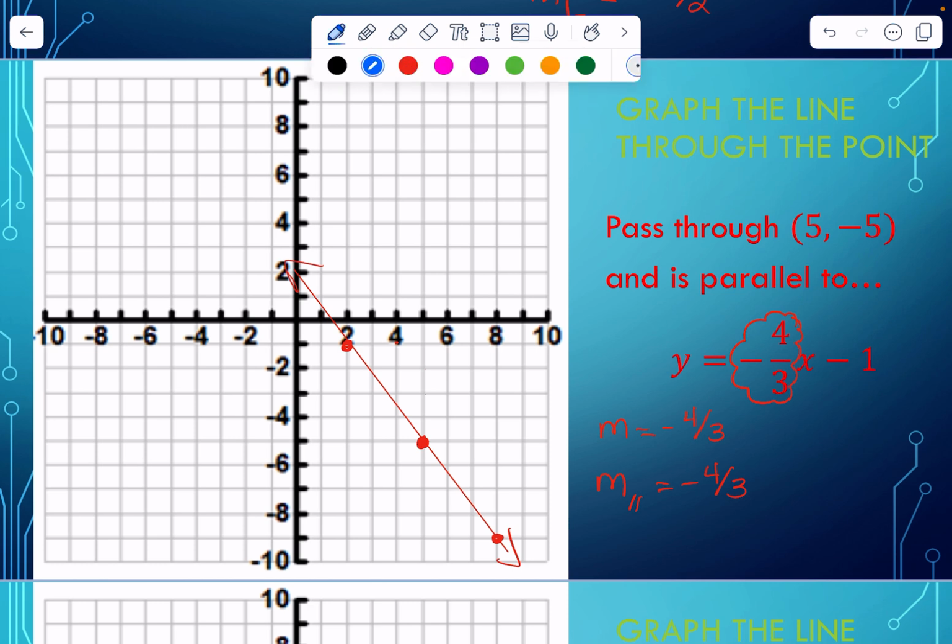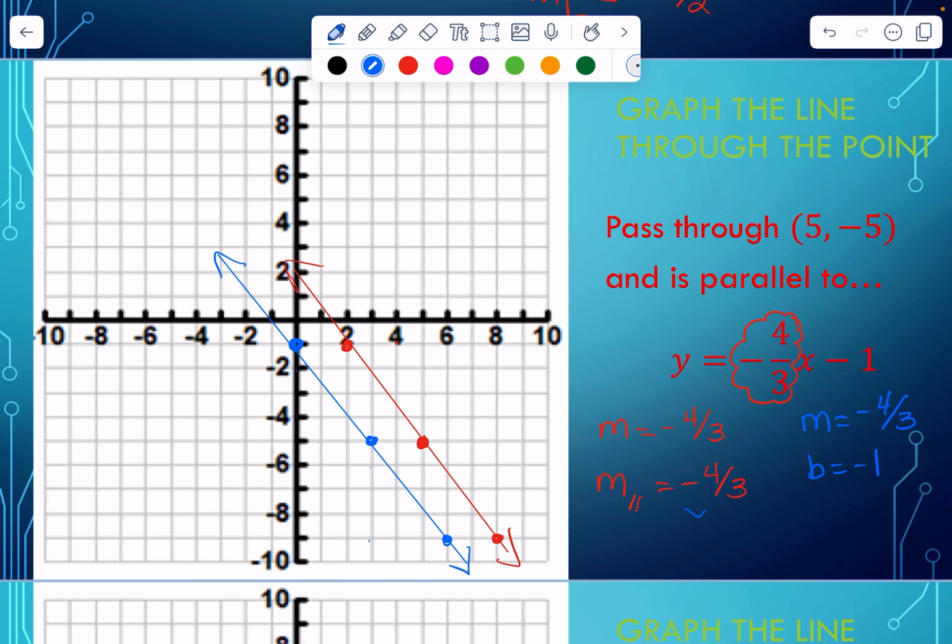Now, just to prove that to you, I want to graph this line. So this line is a slope of -4/3 and a y-intercept of -1. So I'm going to start here at -1. I'm going to go down 4, 1, 2, 3, 4, 1, 2, 3. Now, when you look at this blue line, okay, if you think of it, would those two lines ever cross? And the answer is no, and here's why.